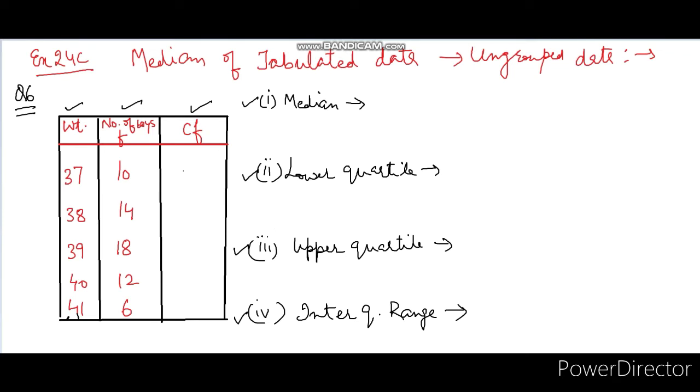Suppose the first one we write as it is, 10. Now in front of 14, we write the sum of all the frequencies which occur before 14. So 10 plus 14 will be 24. Then 24 plus 18 will give us 42. The next cumulative frequency will be 42 plus 12, that is nothing but 54. And 54 plus 6 will give you 60. This way we finish the column, and the cumulative frequency is over.